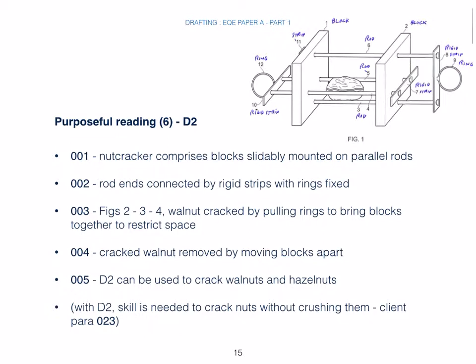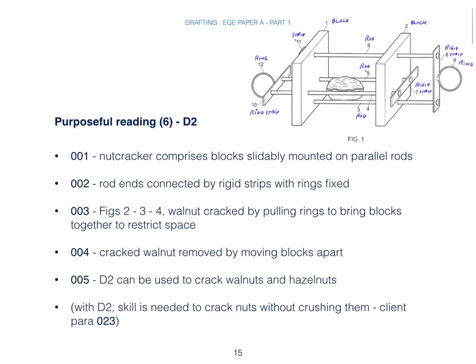We turn over the page of the document D2 description to paragraph 4. After cracking the walnut, the blocks 1 and 2 are pulled apart. The block 1 slides along the rods 4 and 5 in the direction of arrow B, and the block 2 slides along the rods 3 and 6 in the direction of arrow A. This causes the rods 3 and 6 to move in the opposite direction to the rods 4 and 5. The space is enlarged until the nutcracker is again in the position shown in figure 2.